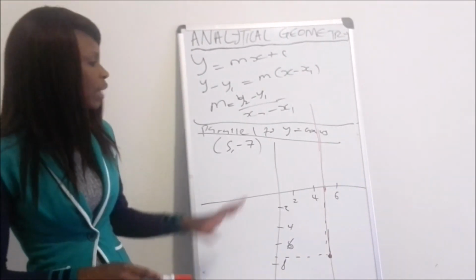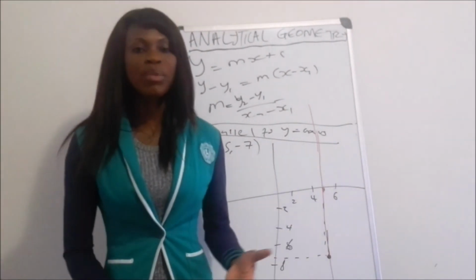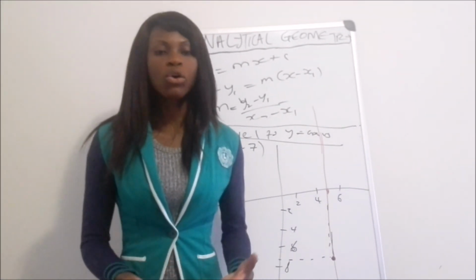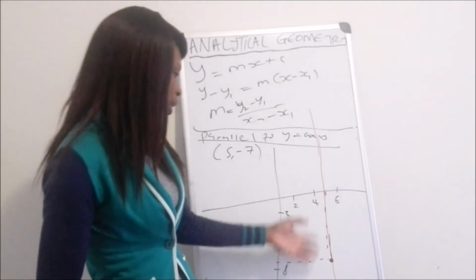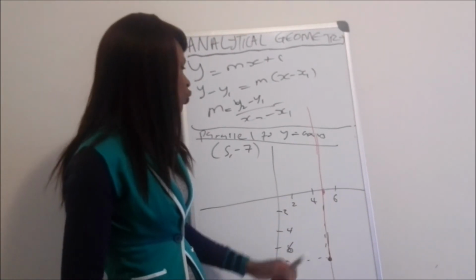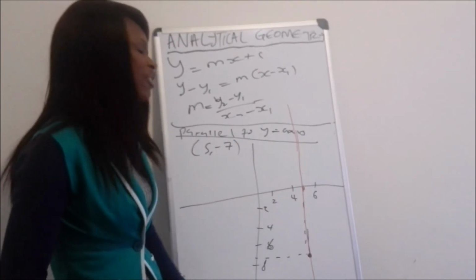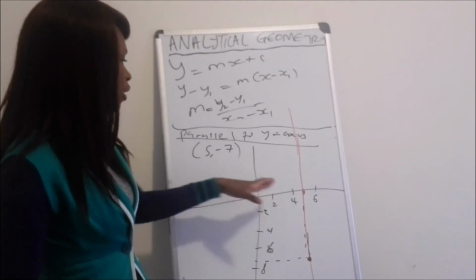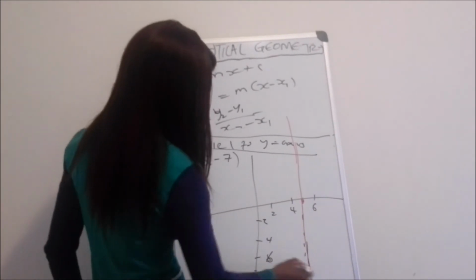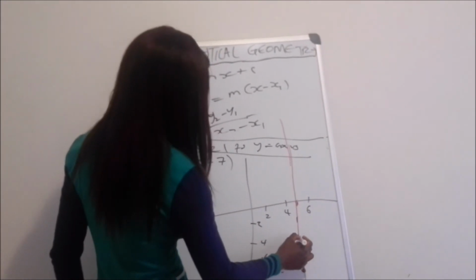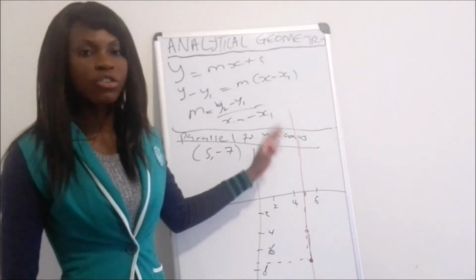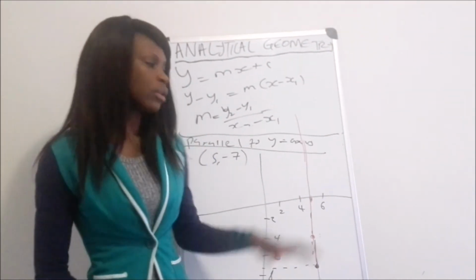So if you're given something parallel to the y-axis or parallel to the x-axis, it's better to just draw it down so that you can have a view of how it looks, and from there you can conclude your answer. For this one, we can tell that this line, which is parallel to the y-axis, will always be x equals 5, going up to infinity. Like for this one, it passes through (5, -7), (5, -4), going to negative infinity, and also to positive infinity.